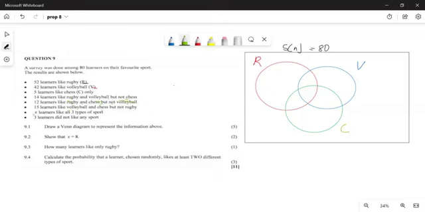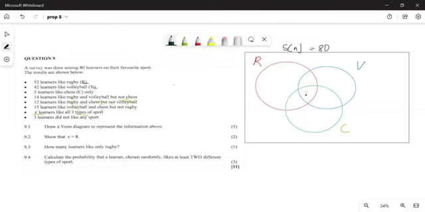And then they have X learners who like all 3 sports. So where do we get all 3 sports here? We get it where we have blue, green, and red, all of them intersecting. Can you see that here? So this is going to be our X, and we'll write it as X here.